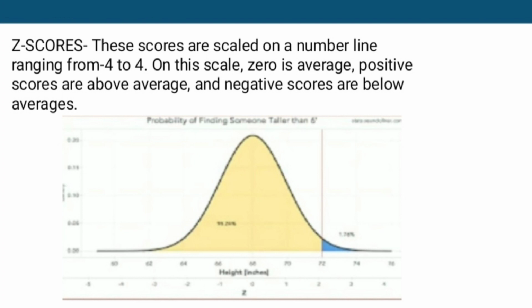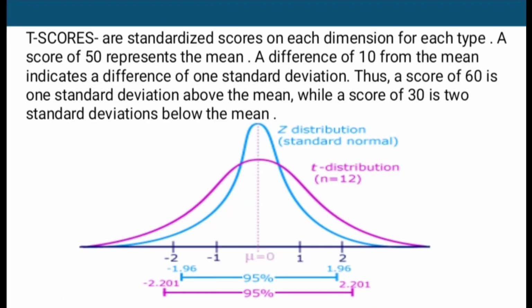As you can see in the picture, there is -4 and then +4. The z-scores start at -4 and end at 4. So that is it, and now let's discuss the T-score.